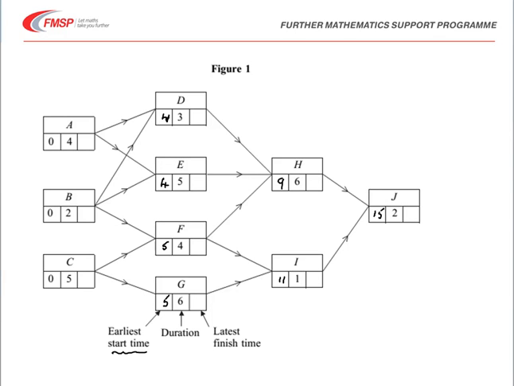So we're now going to be able to work backwards through the table, and this time going from J, subtracting 17 gives us a latest finish time at both H and I of 15.